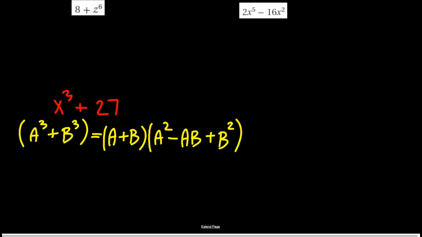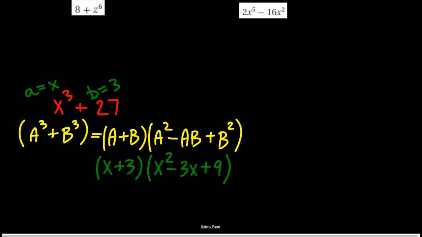All right, so now your a is going to be the cube root of x cubed, which is x. And your b is going to be the cube root of 27, which is 3. So everywhere you see an a, you put an x, and everywhere you see a b, you put a 3 in. You just follow the identity. So this is going to be x plus 3 times x squared minus 3x plus 9. That's how you use the sum of cubes or difference of cubes identity.